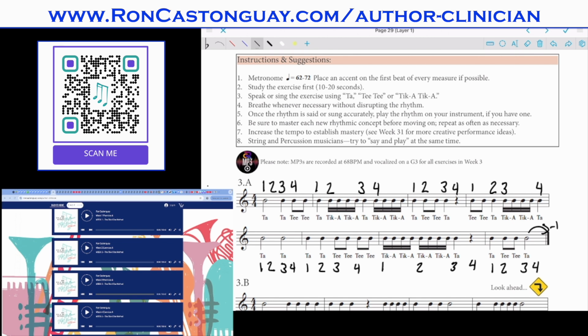Now, when you listen to the MP3, you really have one of 3 options. Number 1, you can listen to the MP3 and just follow along in the exercise, checking for your own accuracy. Number 2, you can sing along with the exercise as the MP3 is playing. Or number 3, you can break out your instrument and perform the rhythm on your instrument while the MP3 is playing. So I'm going to press play on exercise 3A.